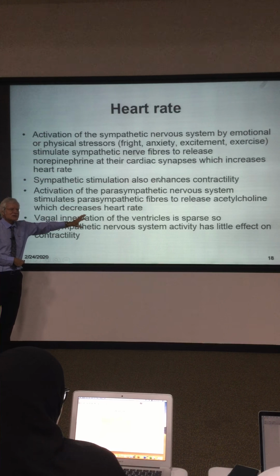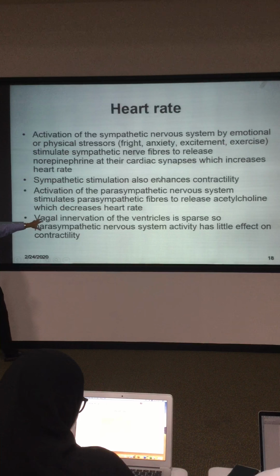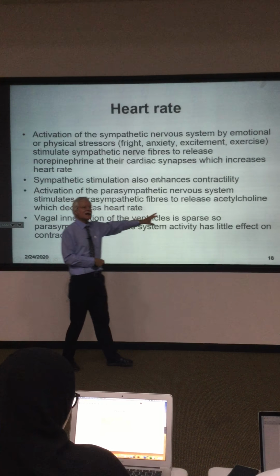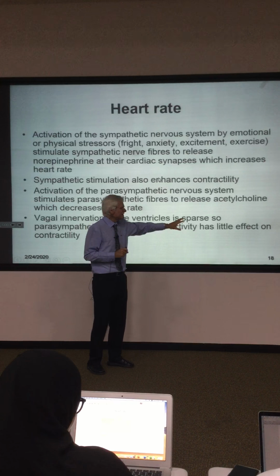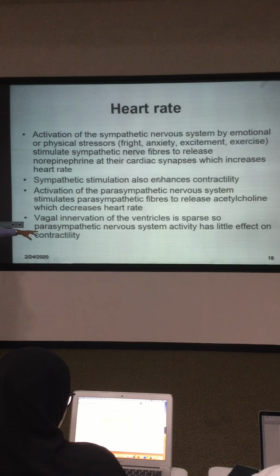Vagal innervation of the ventricles, in other words, parasympathetic. Vagal is parasympathetic, vagal is acetylcholine. Vagal innervation of the ventricles is sparse, not much of it. So parasympathetic nervous system activity has little effect on force of contraction.